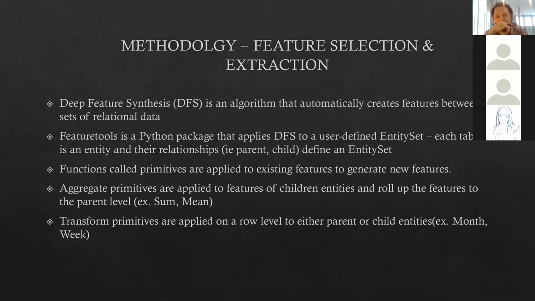So for this, I've used an open source Python package called Featuretools, that applies this deep feature synthesis to a user-defined entity. So each table here is an entity, and there are relationships, for example, one to many, and parent-child relationships. Altogether, the tables and the relationships constitute the entity set. So this package has a few functions called primitives, which are applied to the existing features to generate the new ones. There are primarily 2 types of primitives. We can understand this from the example below.